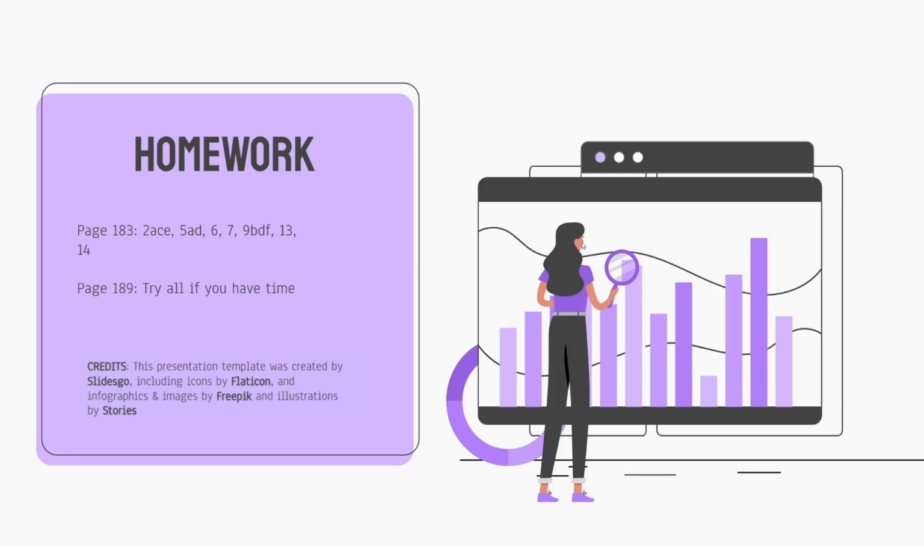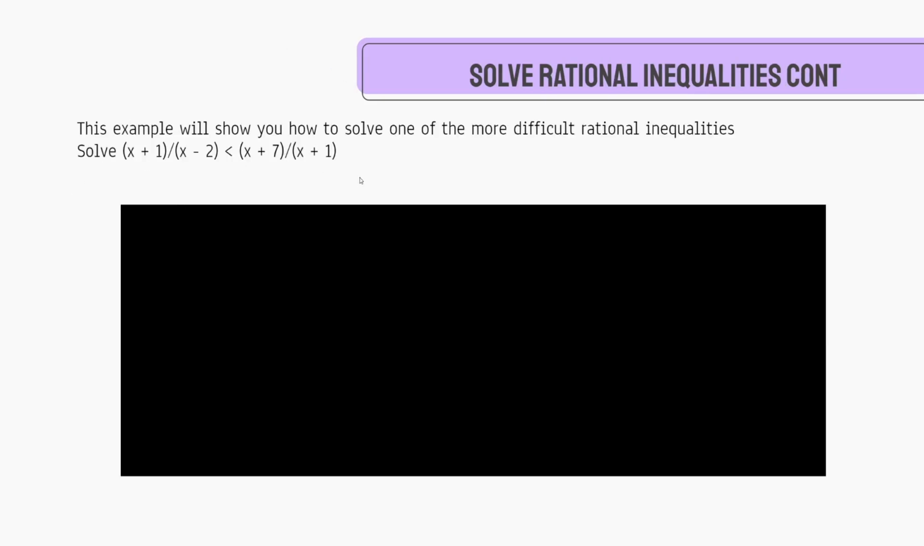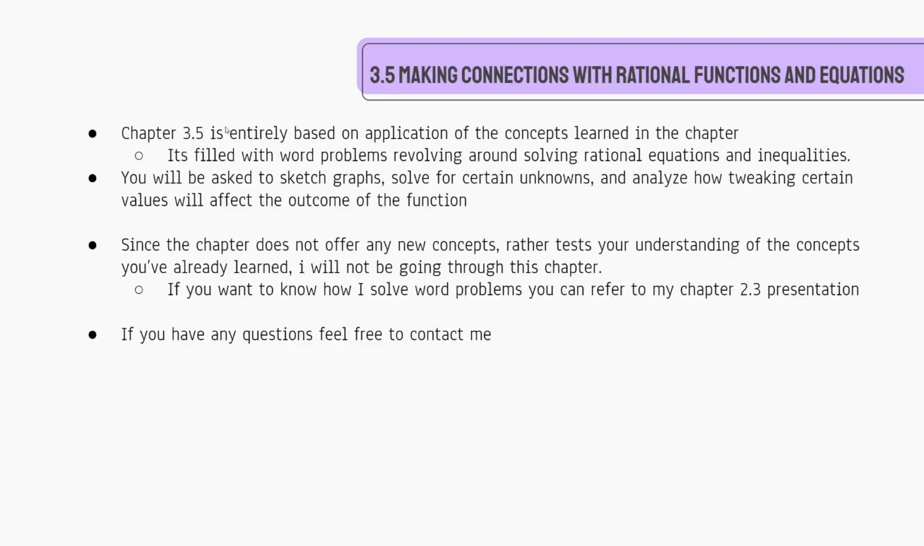For example, like x over x plus 1 is greater than 3. Again, just apply the steps we've learned and multiply everything by the lowest common denominator. Watch the video. It's genuinely one of the hardest things you could do here. Everything else will be a little bit more simple.